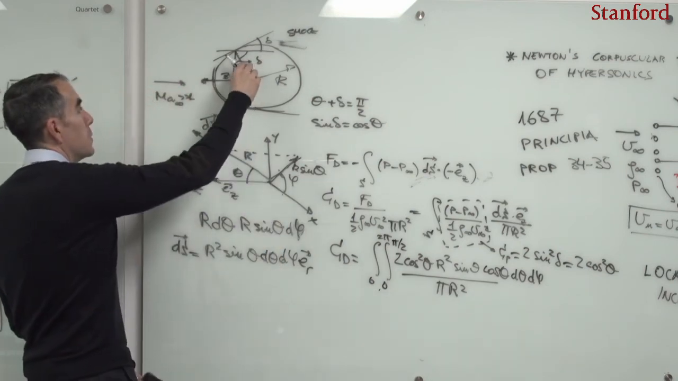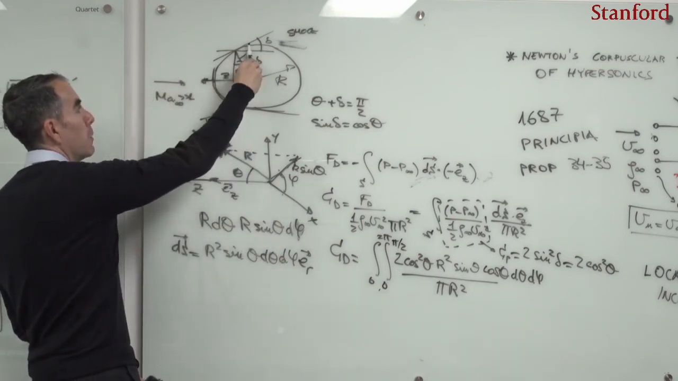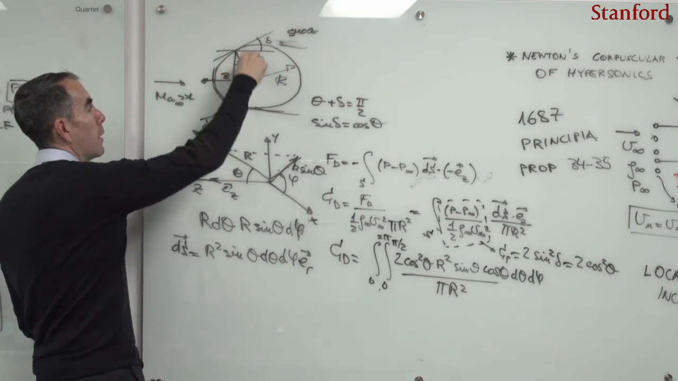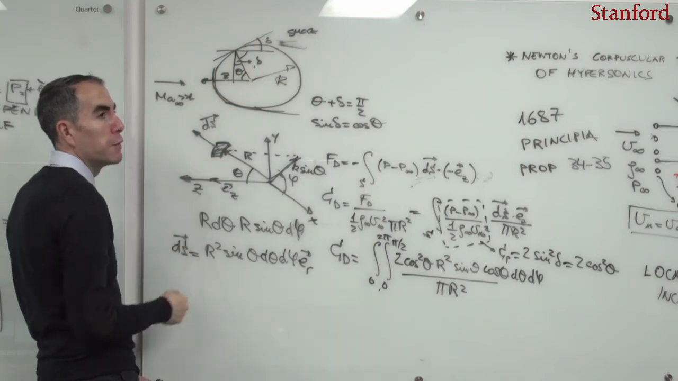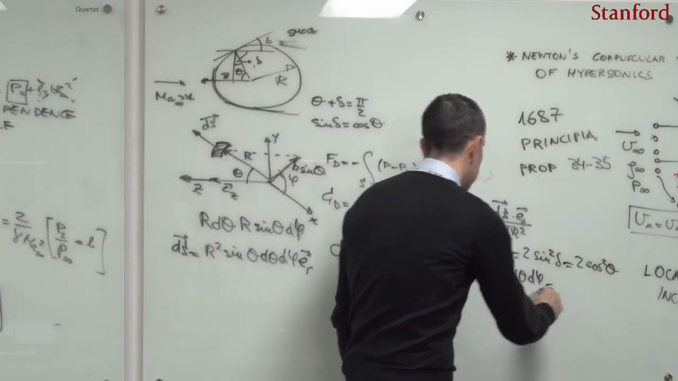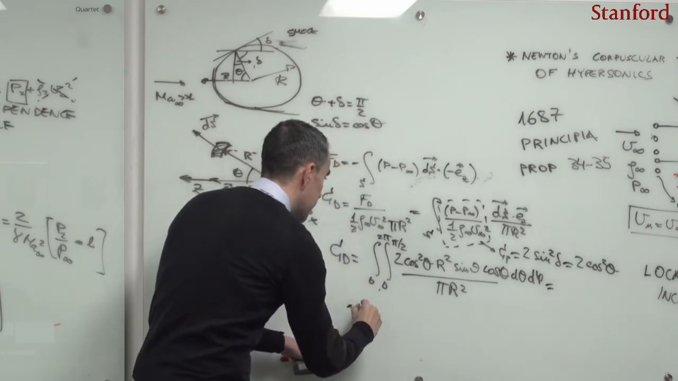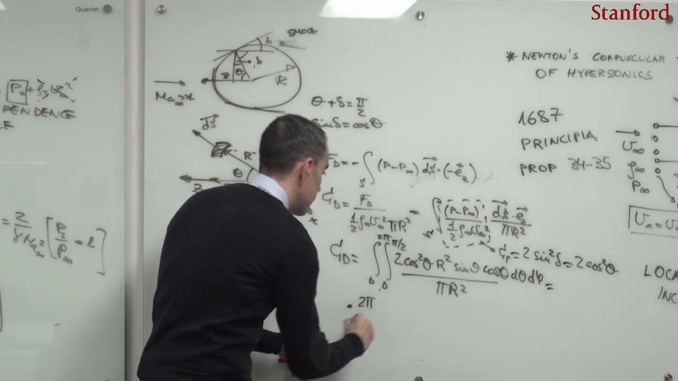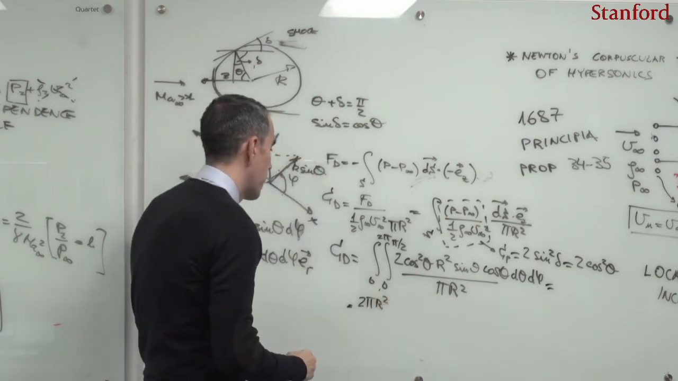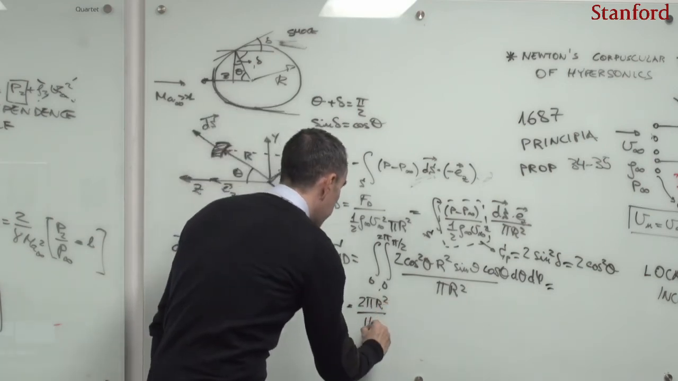So from 0 to pi halves, right? And from 0 to 2 pi, I'm already covering half of the surface of the sphere. So if I do this calculation here, this is just the integral, right? It's going to be just 2 pi multiplied by r squared divided by pi r squared.